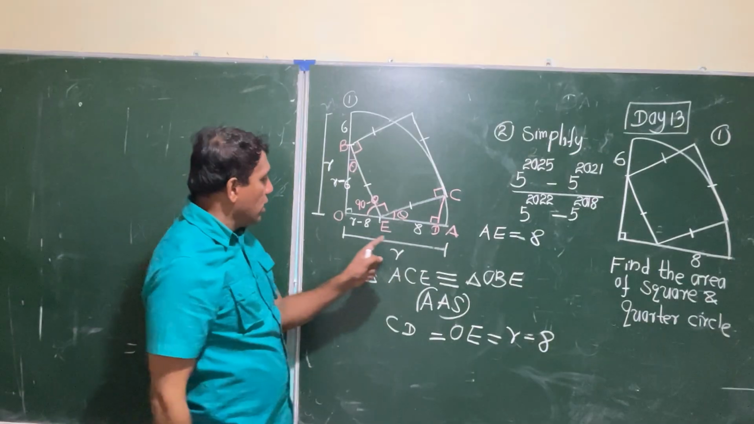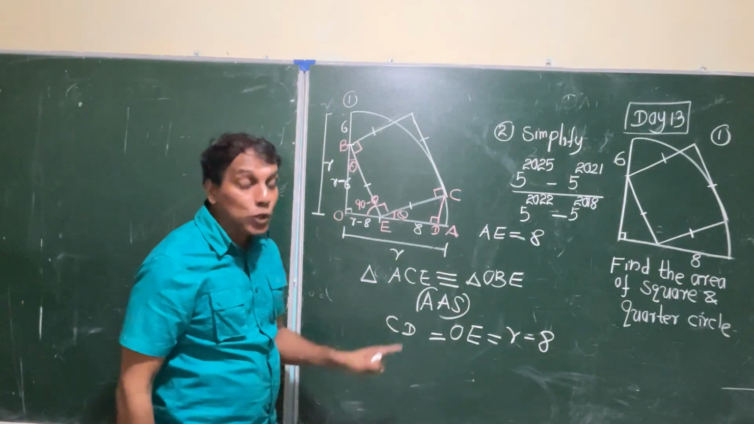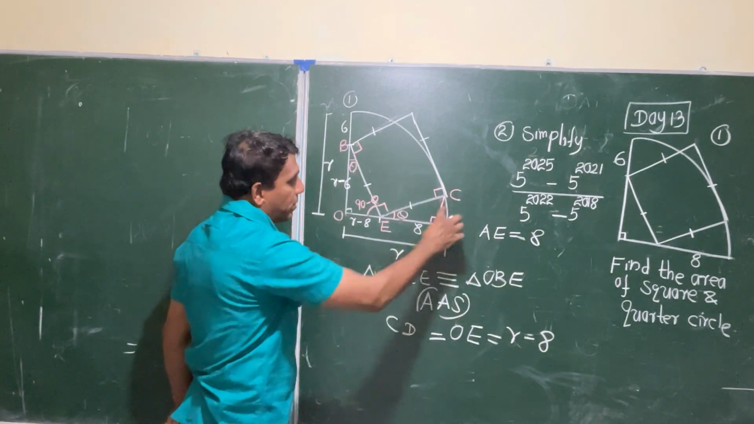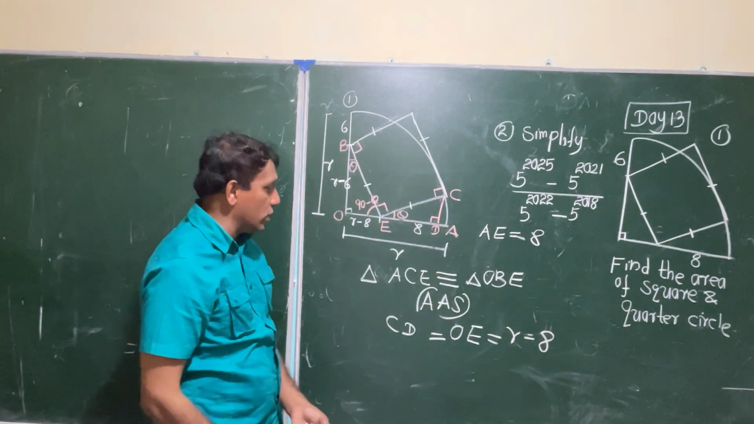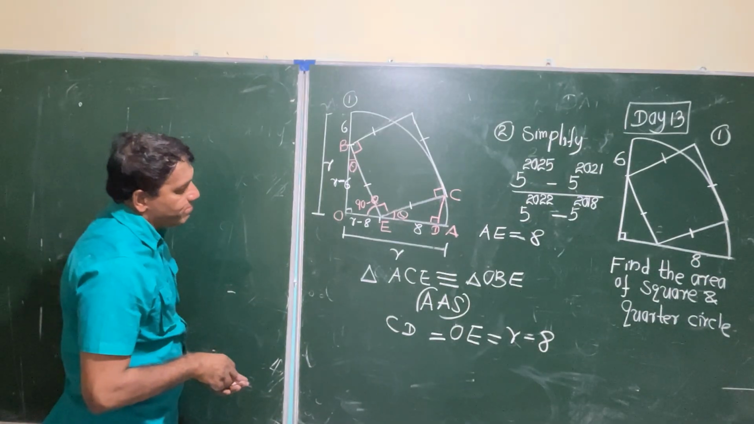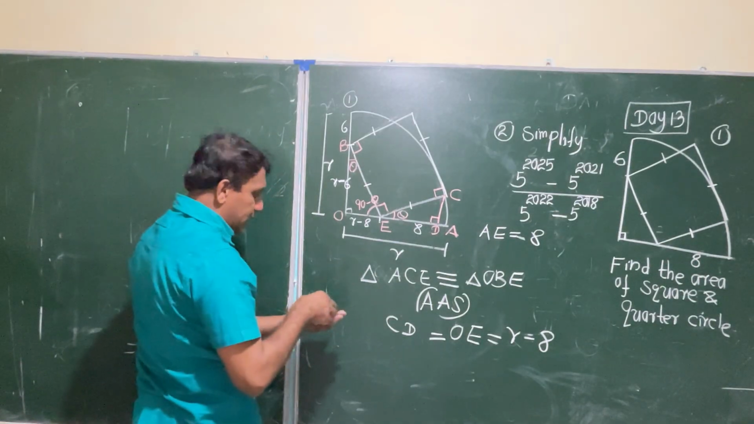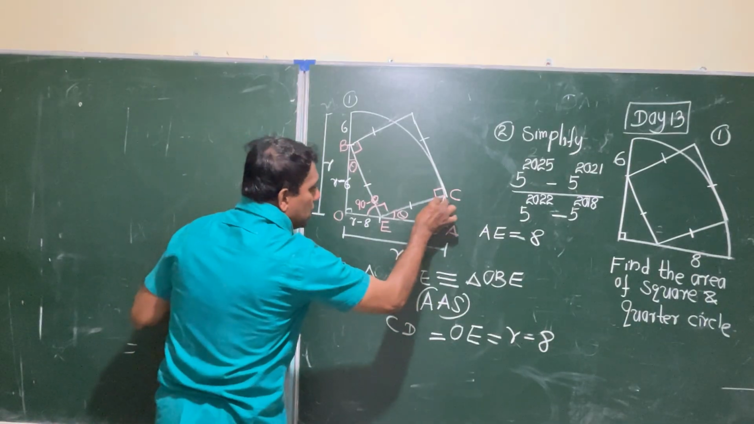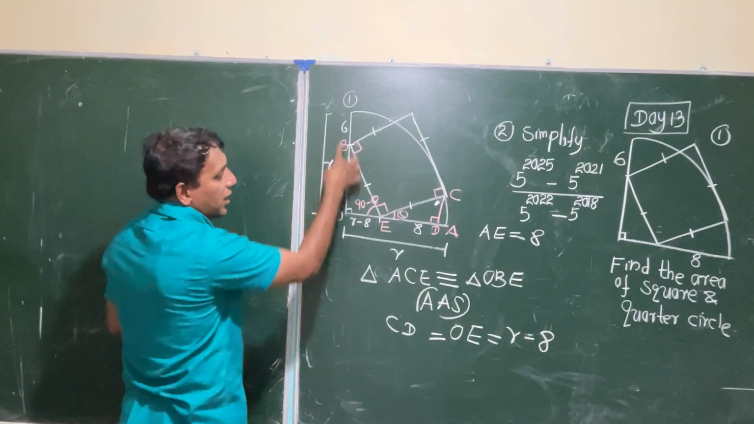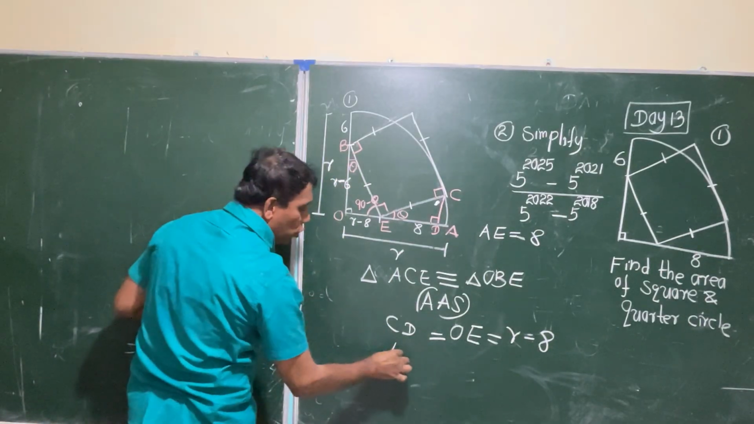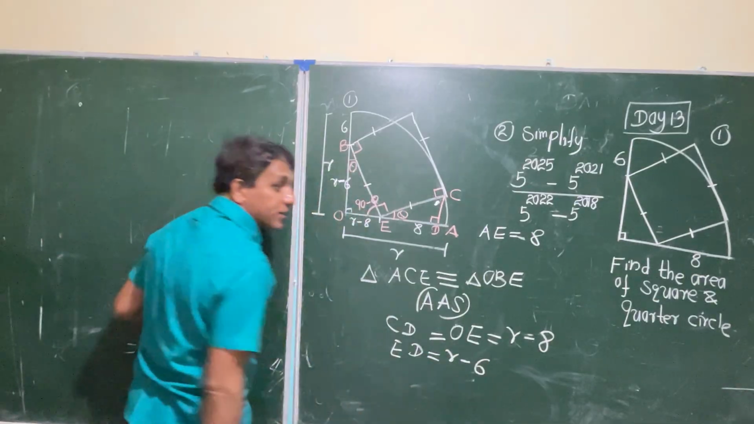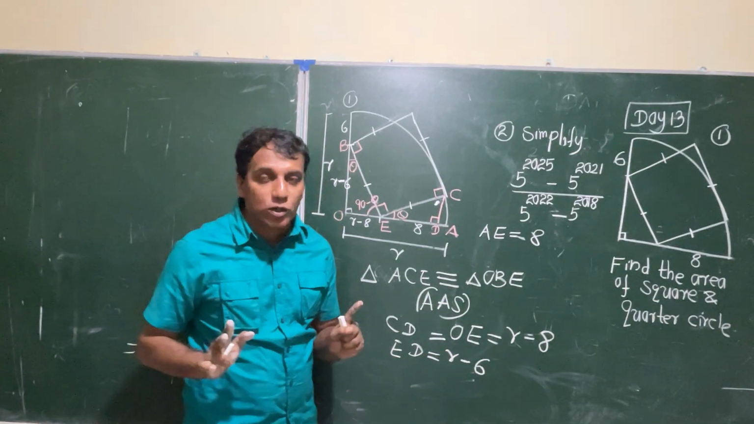Therefore these two triangles are congruent. After congruency, here opposite theta is R minus 8 now. CD is R minus 8. What is the next side? Next side, this angle here 90, R minus 6. This is R minus 6. Therefore ED is R minus 6. After congruency, corresponding parts are equal.